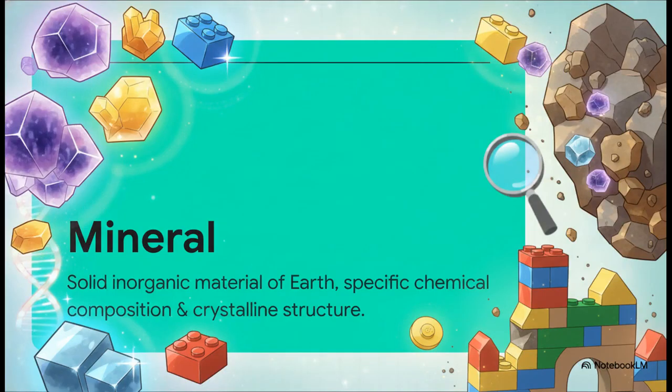First things first, let's get our definitions straight, because people use mineral and rock interchangeably all the time, and they're actually very different. A mineral is a solid, inorganic material with a highly specific chemical composition and a unique crystalline structure. Think of a mineral like a specific type of Lego brick. A rock, on the other hand, is just a solid collection of one or more of these minerals pushed together. So the rock is the castle you build out of those individual Lego bricks.